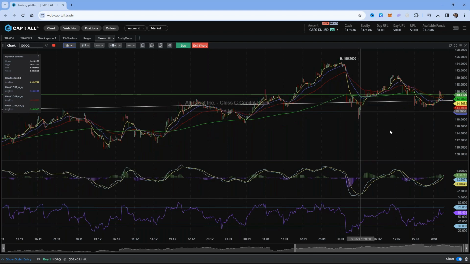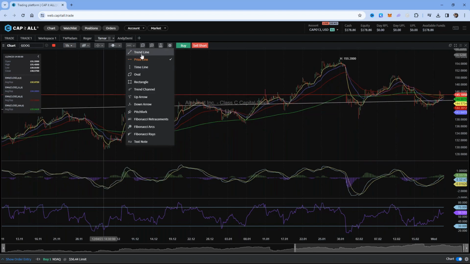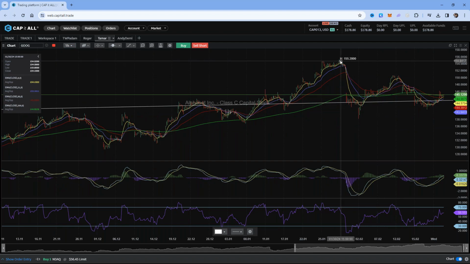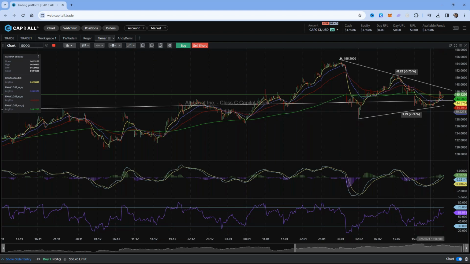So let me bring up the hourly chart. You can see right now there is a pattern, okay, a nice triangle pattern like that.